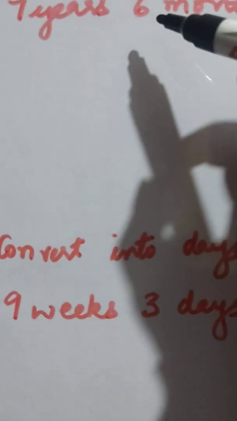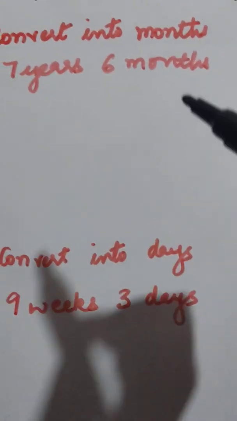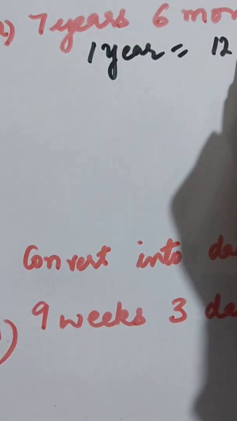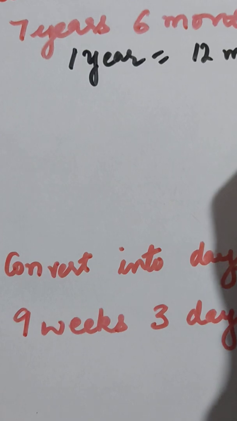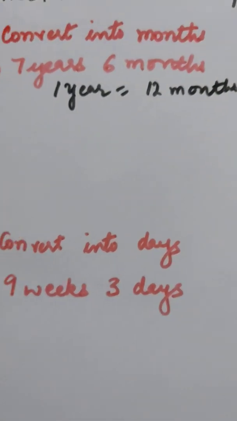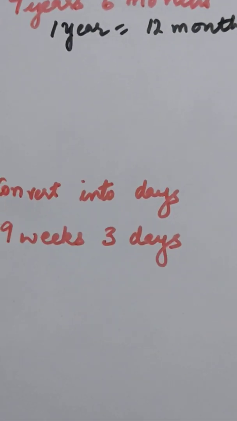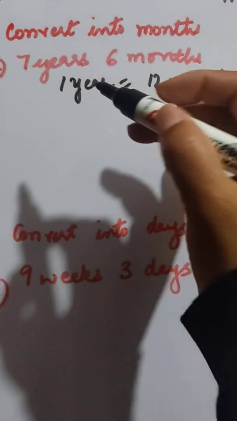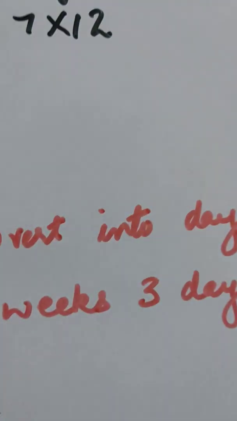7 years, 6 months into months. Years and months, what is the relationship of 1 year and a month? You all should know, it is very simple, that is 12 months. But children, the procedure remains the same, that is bigger to smaller multiply, smaller to bigger divide. So now we are going to multiply 7 by 12.